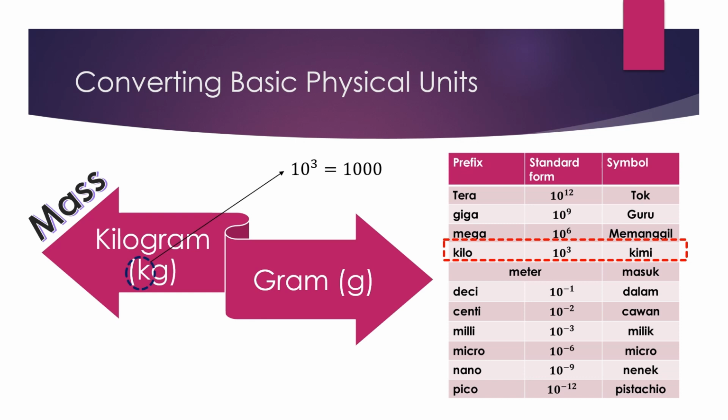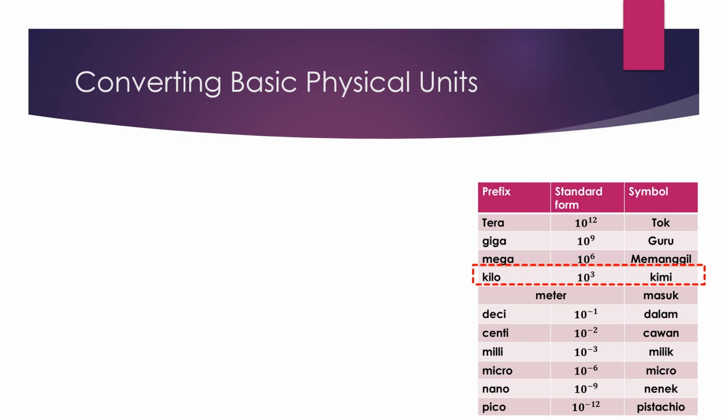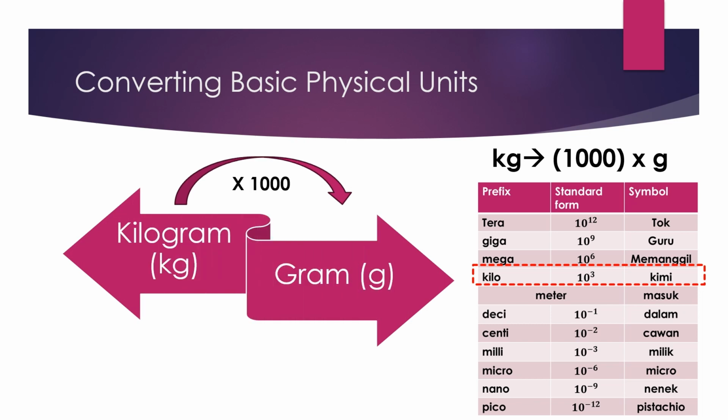Now, let's see how we should convert one form of unit to another. Let's start with mass. We convert from kilogram to gram. Based on the prefix table on the right side, kilo has a standard form of 10 power 3, which is equal to 1000. So, if we want to convert kilogram to gram, we need to replace the prefix kilo with its numerical value. As the symbol k represents a value of 1000, we need to multiply by 1000 to convert kilogram to gram.